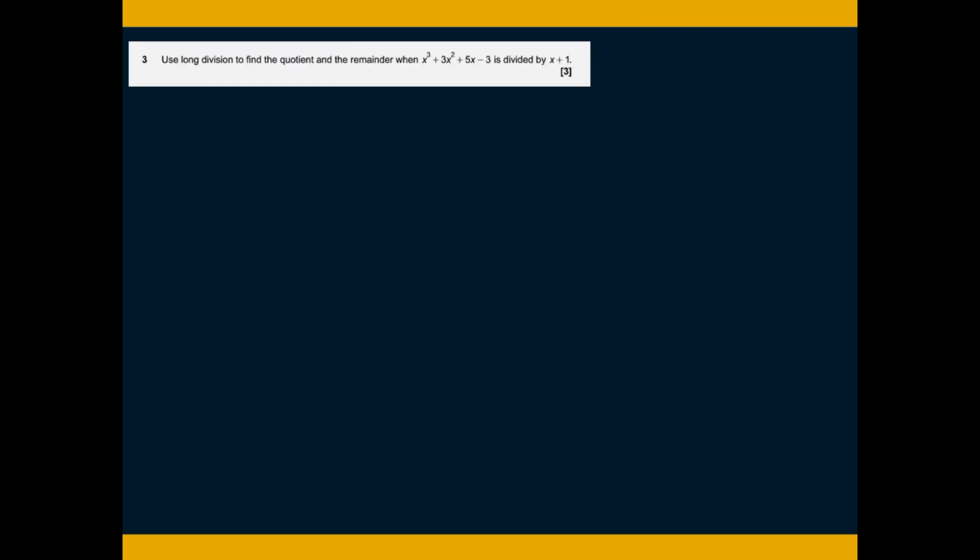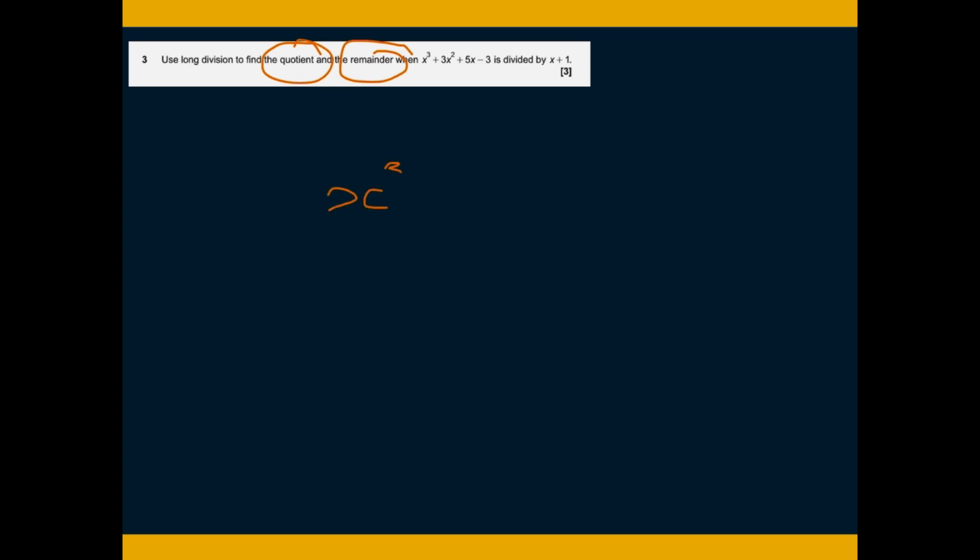Question 3. Use long division to find the quotient and the remainder when x cubed plus 3x squared plus 5x minus 3 is divided by x plus 1. The main difficulty in this question is knowing the term quotient. Quotient is just the result of division, whereas remainder is what can't be divided into a whole. So now let's just get to the long division.